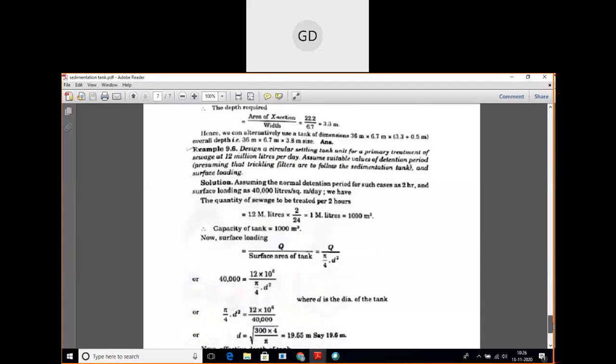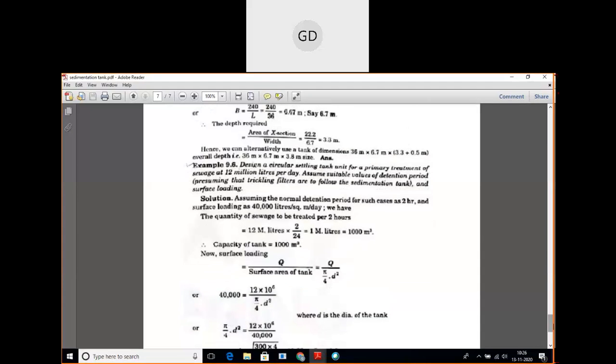One more numerical is there. The last one we did was the rectangular sedimentation tank, and this one is the circular settling tank, or circular sedimentation tank. The question is: design a circular settling tank unit for primary treatment of sewage at 12 million liters per day.